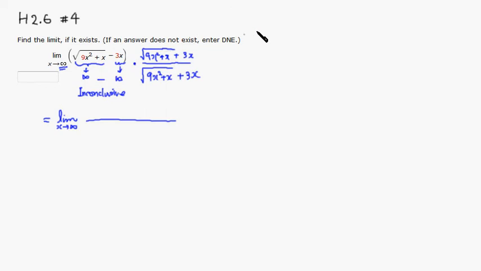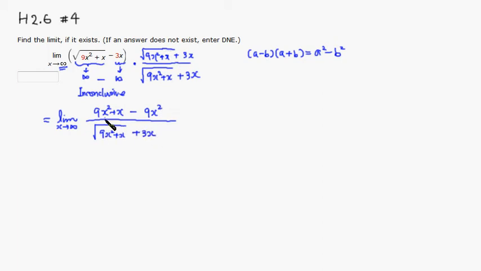So this is again the a minus b times quantity a plus b trick. So you're going to get a squared minus b squared. So a in this case is the square root of 9x squared plus x. If you square that, you're going to get 9x squared plus x, minus 3x squared, so that's going to be 9x squared. On the bottom, we just have exactly the same thing, square root of 9x squared plus x plus 3x.